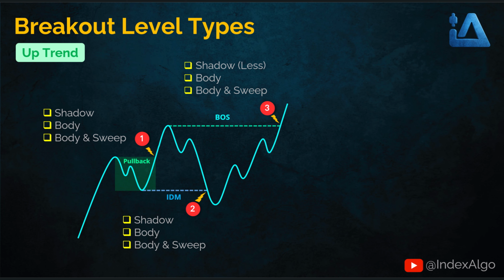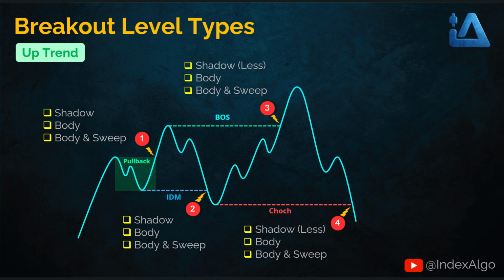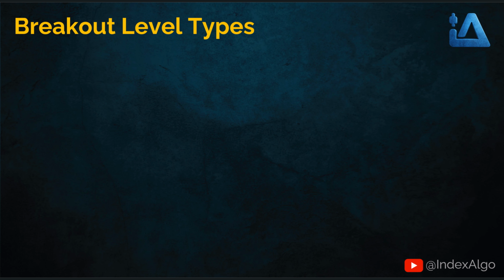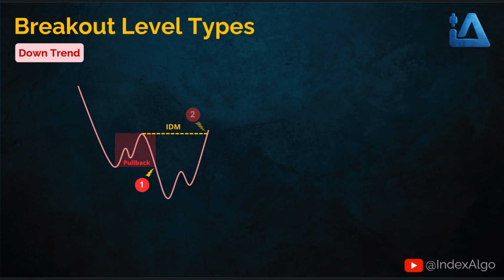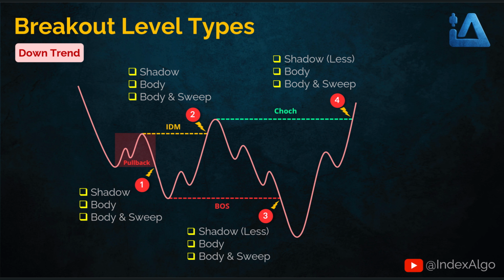Of course, the shadow option is used less often for BOS breaks, and usually body or body and sweep level is used instead. A change of character break works exactly the same way as a BOS break. Here too, the break can be any of the 3 types, but the shadow option is used less, and usually body or body and sweep level is used. In the indicator settings, you can choose the breakout type for pullback, IDM, BOS, and change of character. The exact same levels and breakout settings apply in a bearish trend too. Next, we'll go through each type of breakout within a candlestick structure.